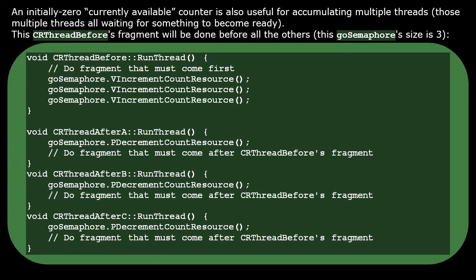The previous example can be extended to the non-binary case, where there are multiple threads, in this case 3, that are all waiting for permission to start.